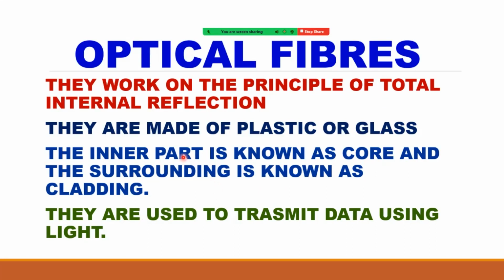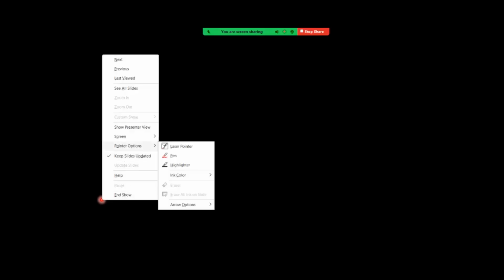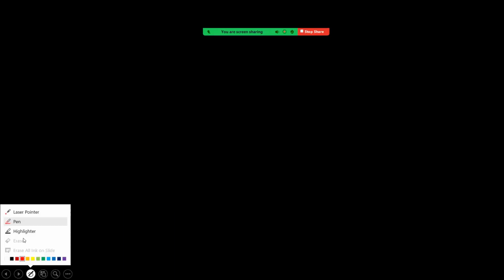Let us see once the working principle. So it is a long thin wire having two main parts. The innermost one is known as the core.